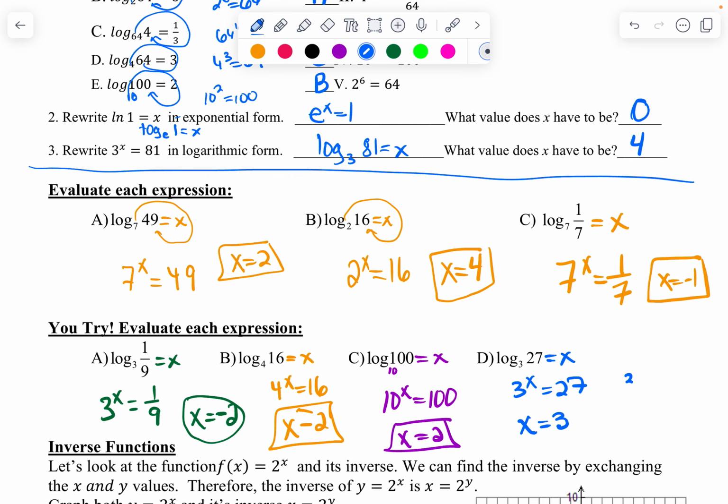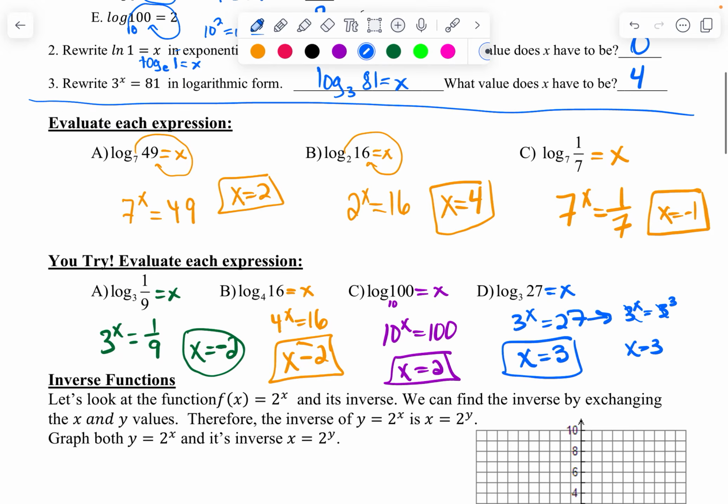Another way to think of this would be change this so we have the same base. So 27 is really 3 to the 3, same bases. Remember, we can cancel those out, and we would get x equals 3 again. So that's another way of thinking or solving it if you can't remember just straight out 3 to the what is 27. Okay? All right, so that's a little bit of simplifying.